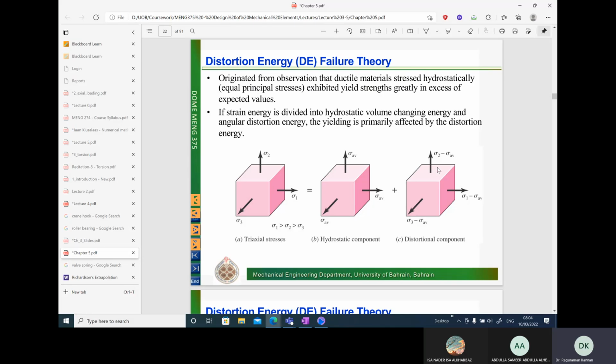And then you rewrite the other components. Since it has to be equal along sigma 1, we must have sigma 1 value. So we will rewrite the other components as sigma 1 minus sigma average. When you add them both, finally you will get sigma 1, 2, and 3 in such a way.